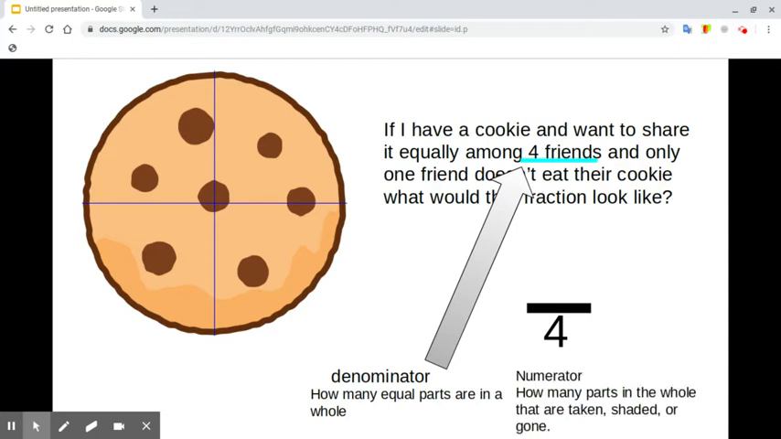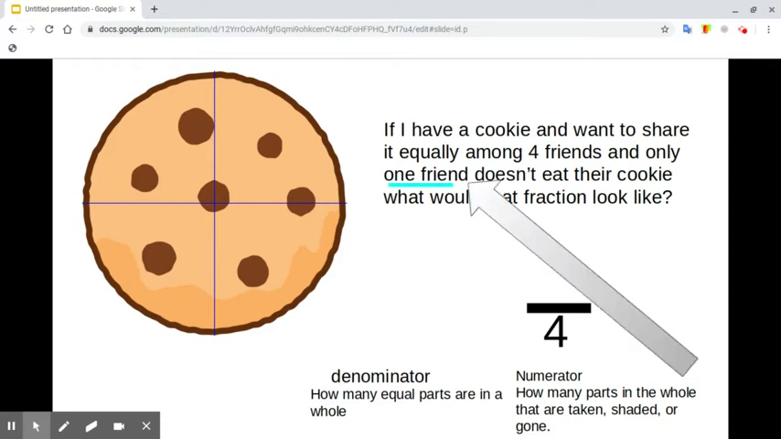Now let's talk numerator. Numerator is how many equal parts in the whole that are taken, shaded, or gone. Well, let's reread the passage and figure it out. First, let's take the 0 away. If I have a cookie and I want to share it equally among 4 friends and only 1 friend doesn't eat their cookie, what would that fraction look like? So, only 1 friend. I think that's our numerator. I think 1 is our numerator because 1 friend does not eat their cookie.